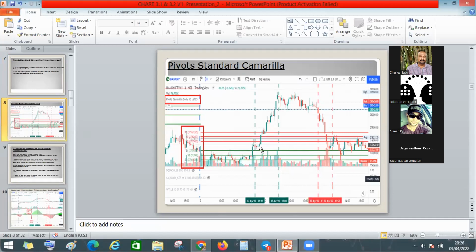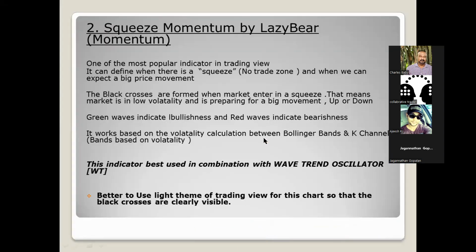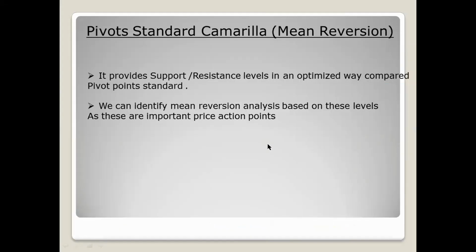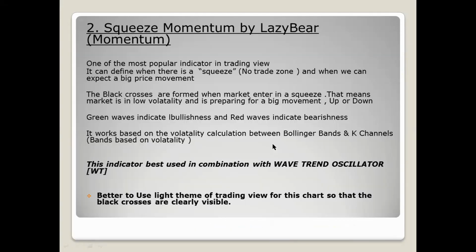Again, this is that last expiry day where the market was in trending mode. You can see there is a big candle crossing the Pivot Camarilla, and the market moved up with high volume and momentum. Okay, I think we'll go to the next slide. The same things are written over here. This is a mean reversion indicator, and we can also identify support and resistance.